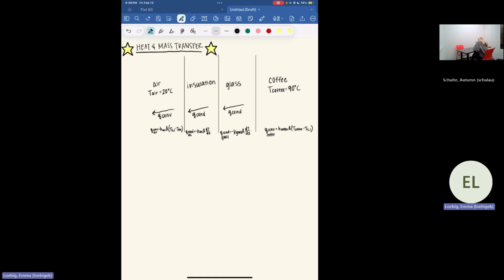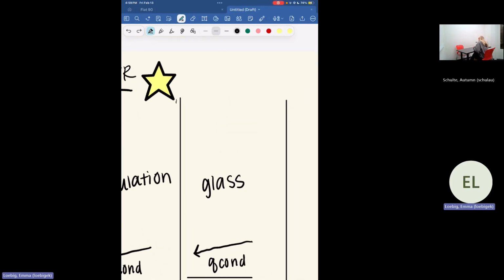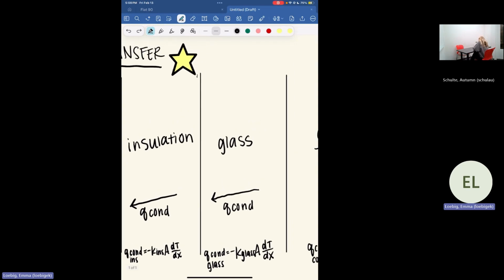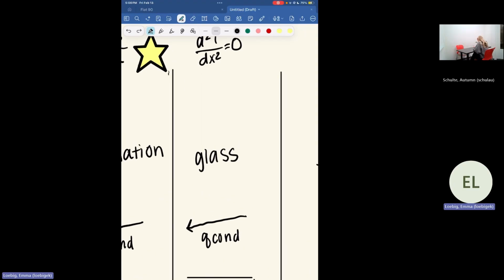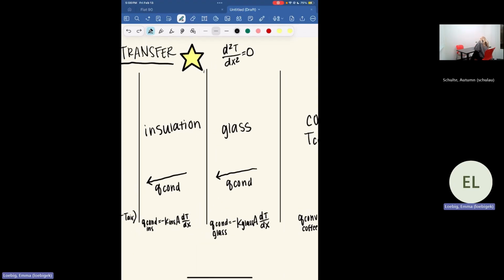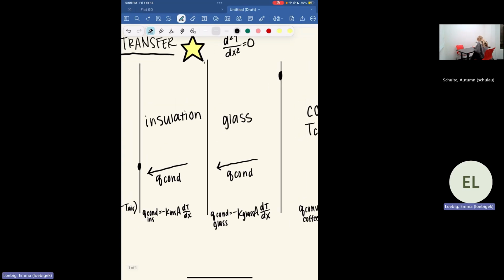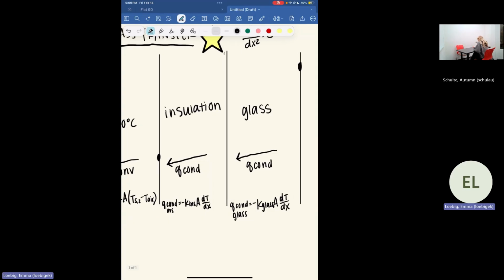Now, if we said we are at steady state and there is no energy accumulation across that plane, then the first derivative of temperature with respect to position is constant. Therefore, the second derivative with respect to position is 0. We know that we start off at this initial temperature up here, 90, and end at a temperature down here of 20 degrees Celsius.